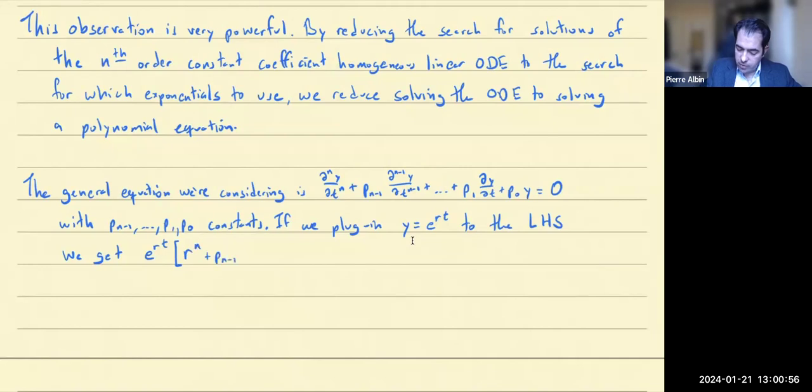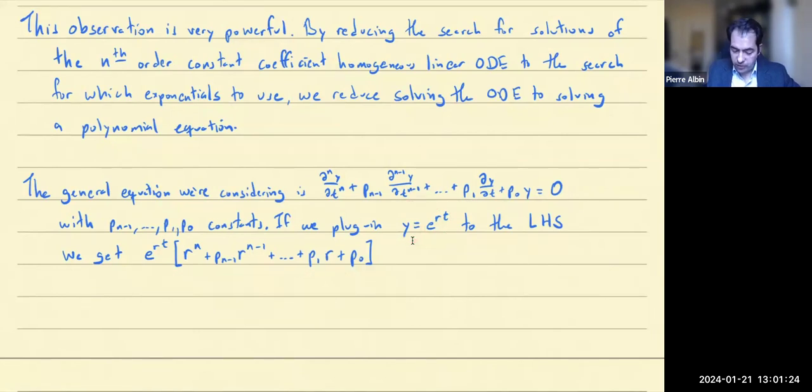Then we have this coefficient, P_{n-1}. Then when we took n minus 1 derivatives, we have r to the n minus 1. Right? And so on. When we take one derivative, we have just r. And then when we took no derivatives, oh, sorry, I left out P1, P1 times r. When we took no derivatives, we end up with P0. Right? So if you plug in e to the rt as a possible solution to this left-hand side, here's what you get, right? So when is this going to be a solution?